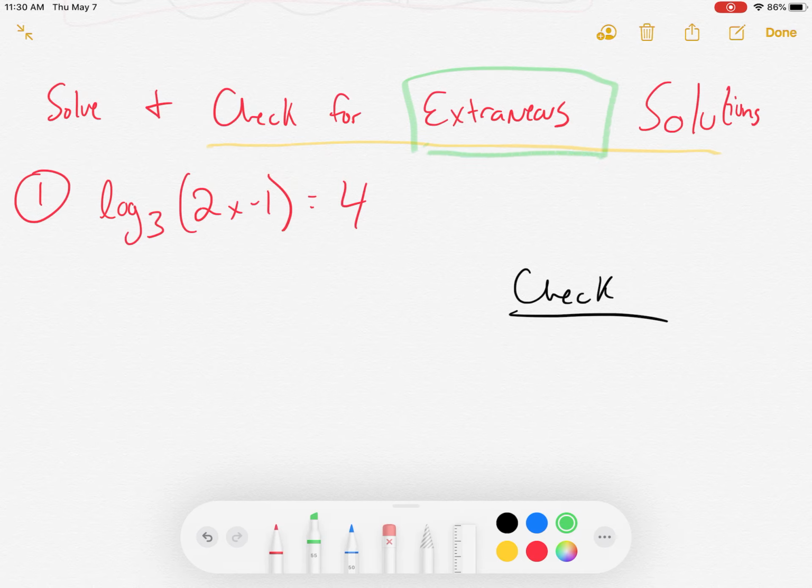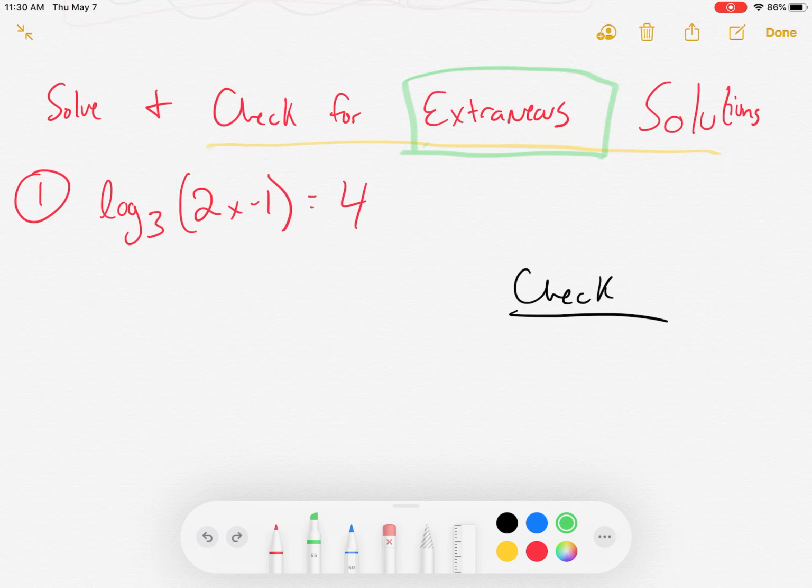Now, this word extraneous, you might remember this. This means like, hey, when I plug it back in, it just doesn't make sense in context of the problem. So we're doing the exact same thing as yesterday, but now we're checking our answers as well and making sure that this portion right here doesn't end up being a negative number when we plug our answer back in.